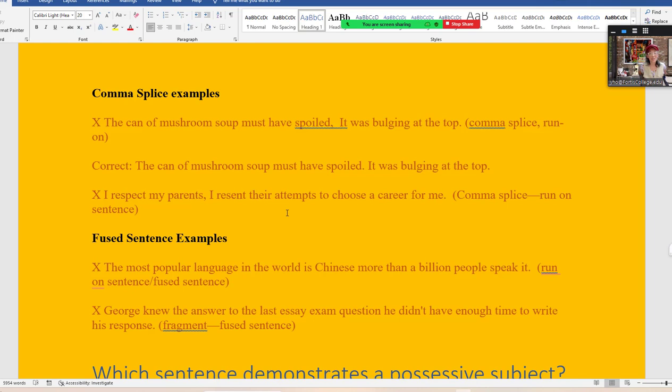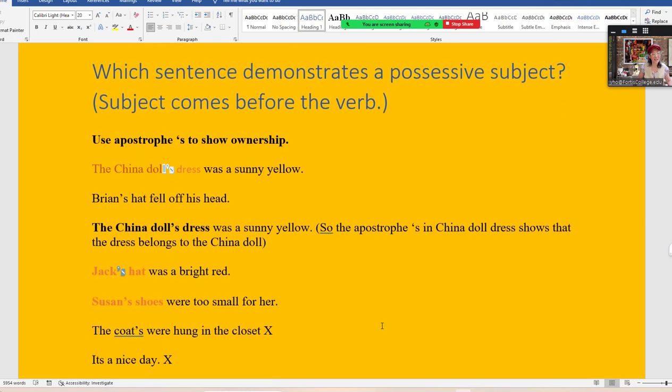George knew the answer to the last essay question. He didn't have enough time to write his response. And so here it's a fused sentence because here you're supposed to have a period. George knew the answer to the last essay question, period, and then capital he. This is the last thing you have to know.